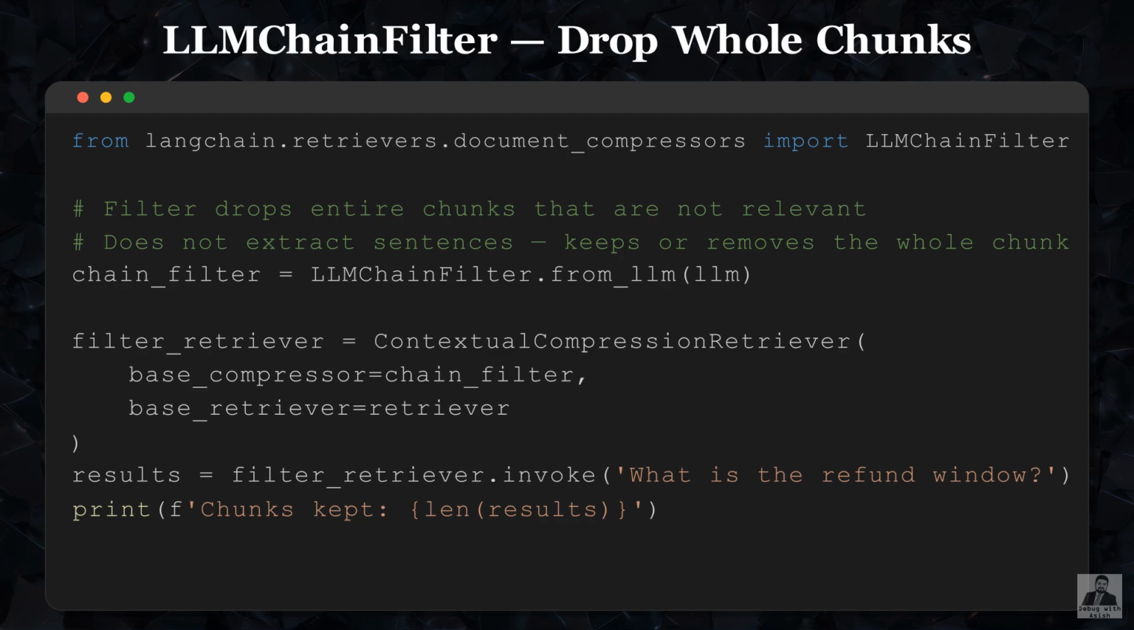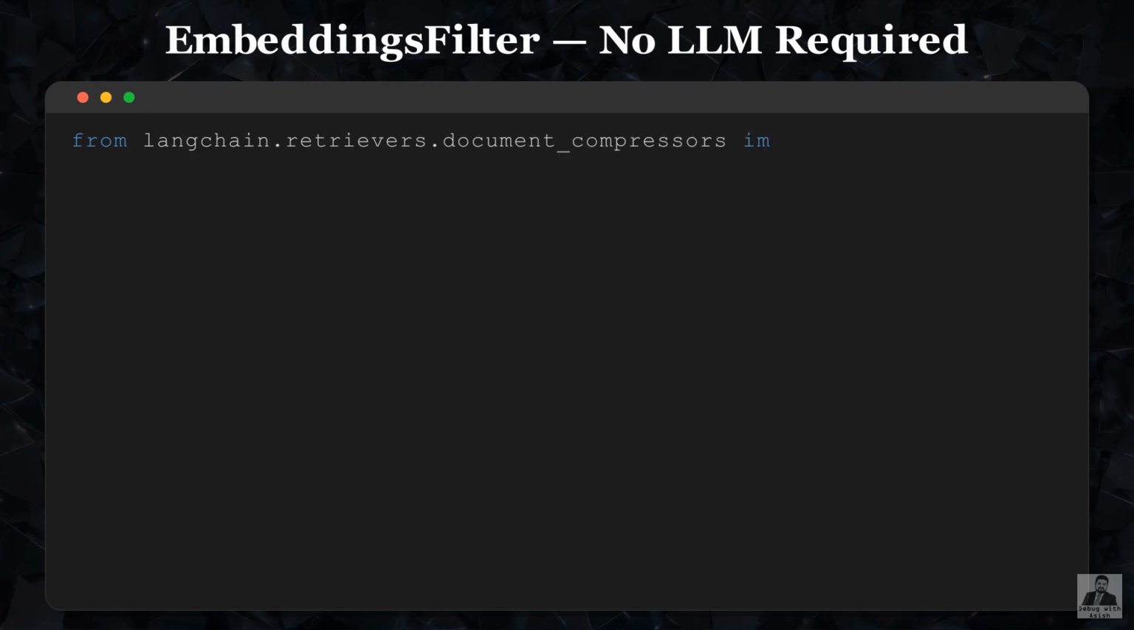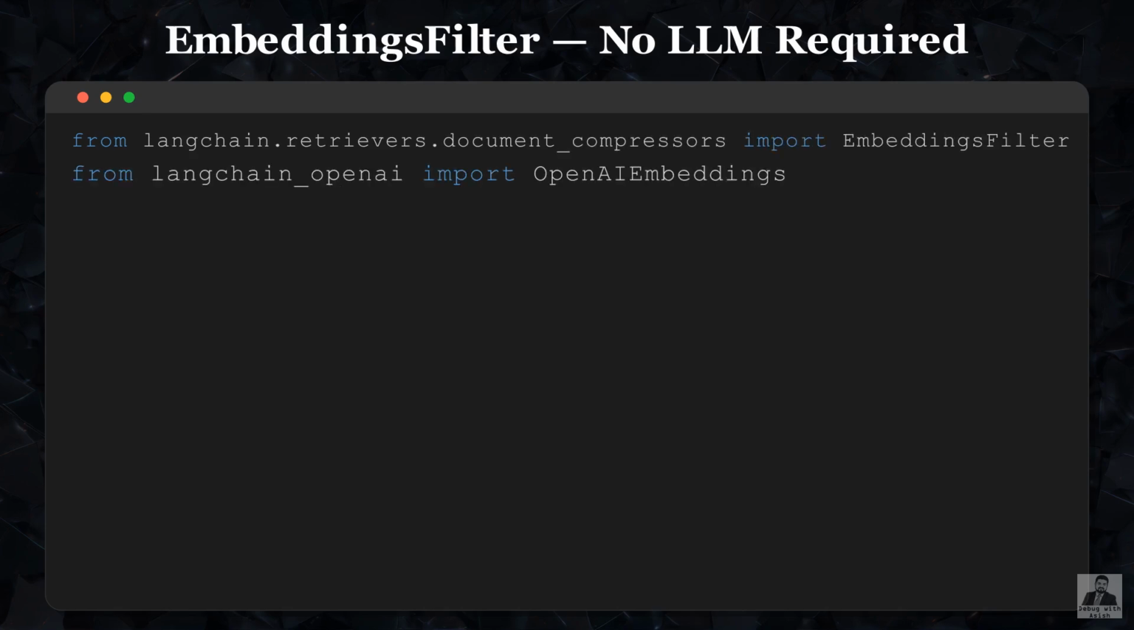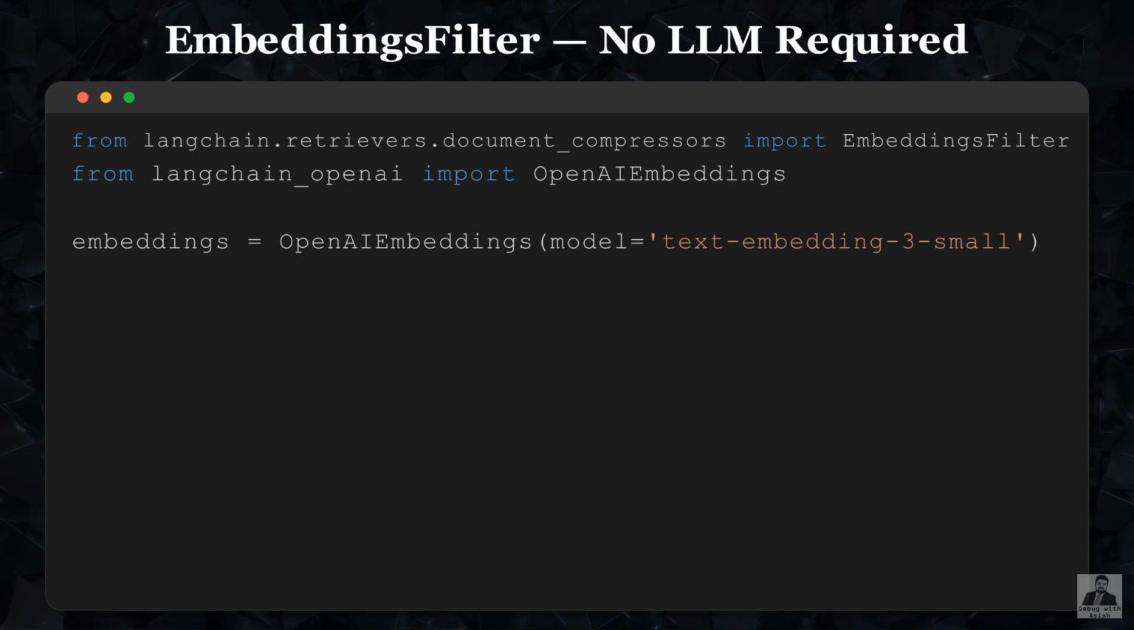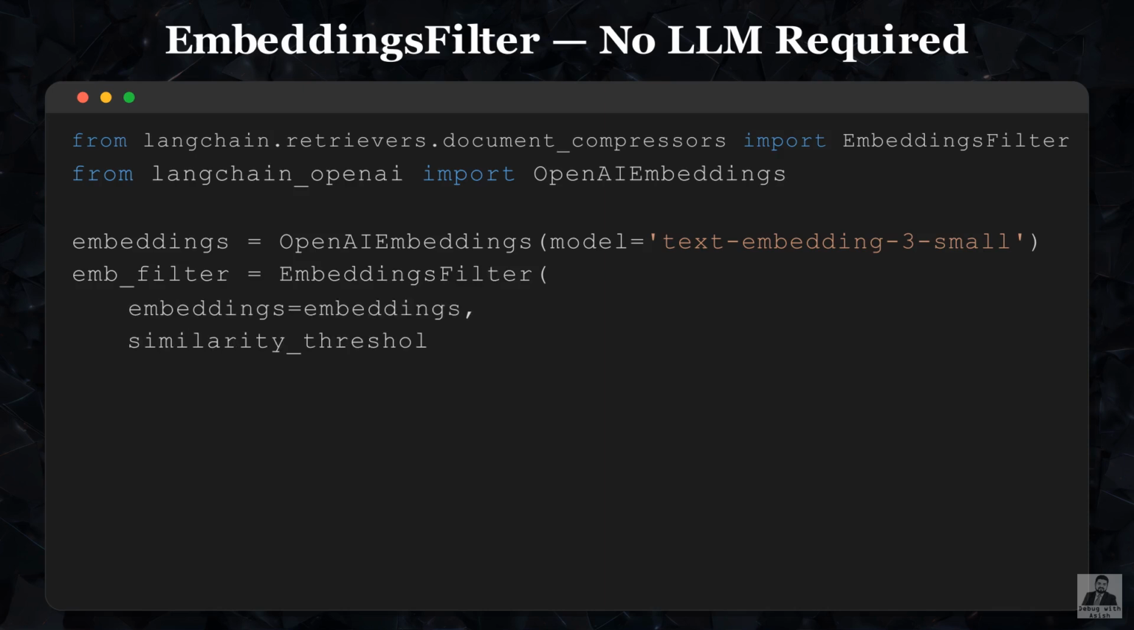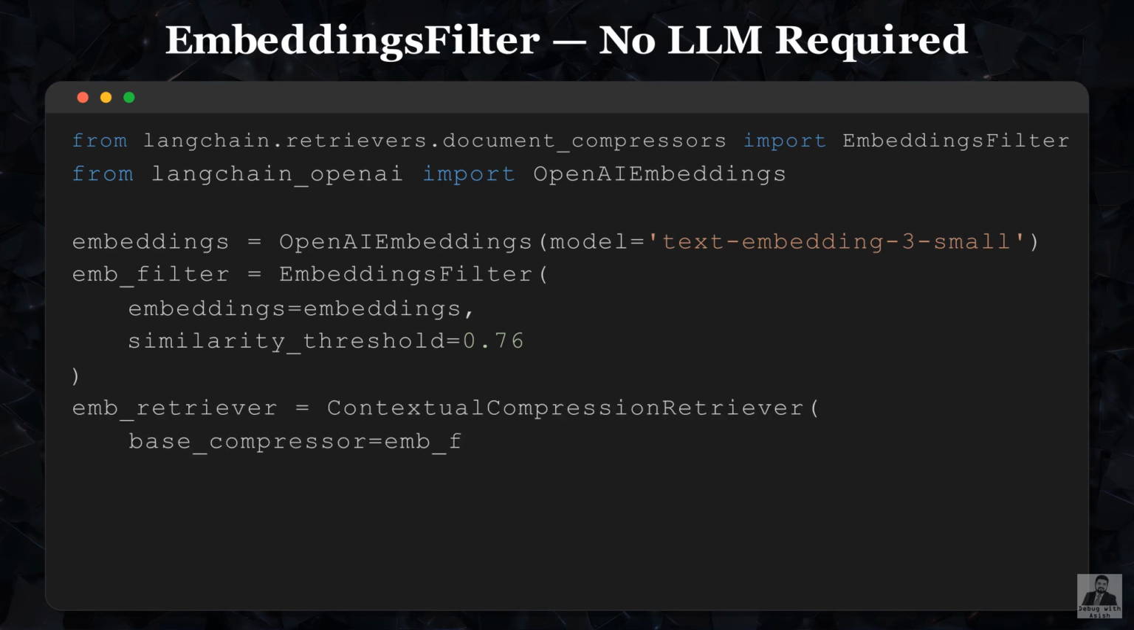The EmbeddingsFilter is the fastest option because it never makes a language model call. It embeds each retrieved chunk and computes cosine similarity against the query embedding. Any chunk whose similarity falls below the threshold is dropped. We set the threshold at 0.76. Chunks above that score are kept and passed to the language model. This approach is less precise than the LLM-based options but adds almost no latency and has no extra API cost beyond the embedding call.